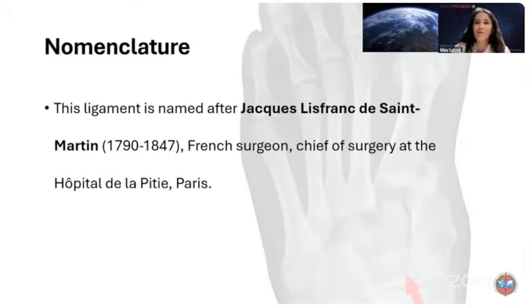So Lisfranc is named after Jacques Lisfranc de Saint-Martin. He was a military surgeon, also a gynecologist, as far as I understand. The nomenclature actually came in the Napoleonic War in the early 19th century, and it was defined because of the amputations at that level. It's basically the tarsal-metatarsal joint.